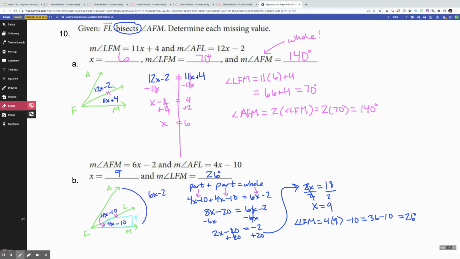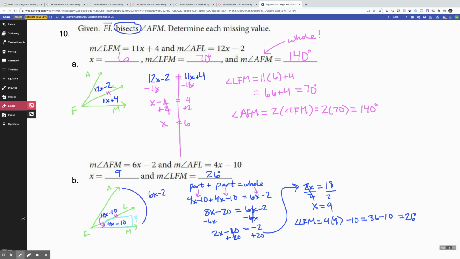Because we have that magic word bisect in there, and I have 2 different expressions, I can set them equal to each other, because that's what bisect means, 2 equal parts. Okay, so I have 12x minus 2 equals 11x plus 4. I subtracted 11x and added 2 to both sides and got x is equal to 6. Then they want to know, okay, so how big is LFM? And then how big is the whole thing, AFM?